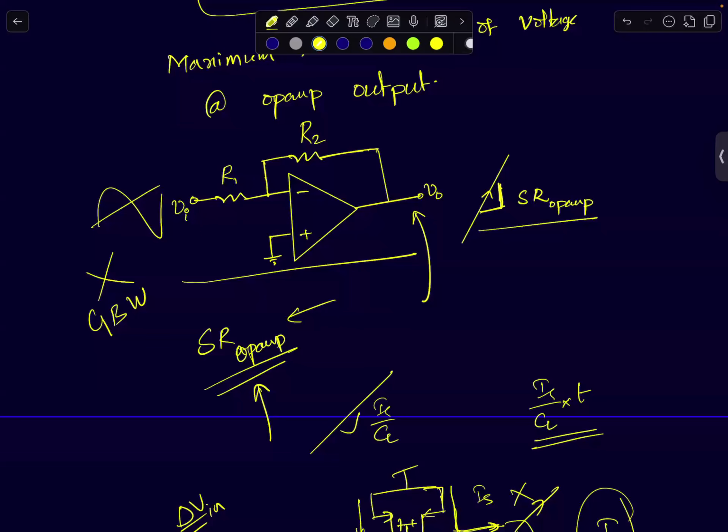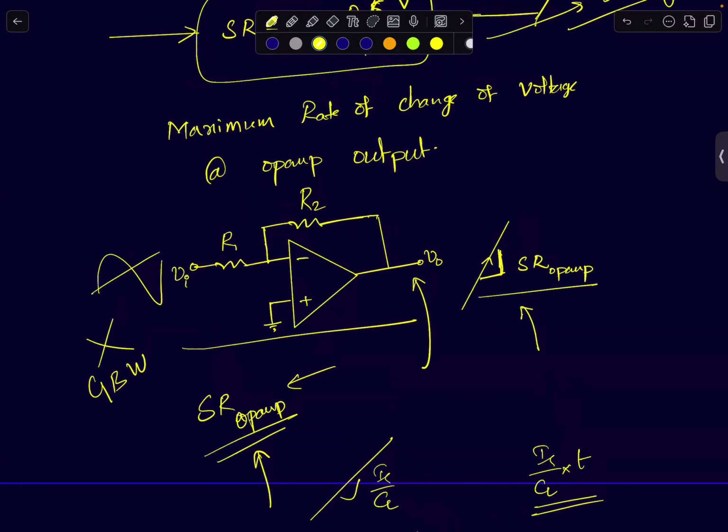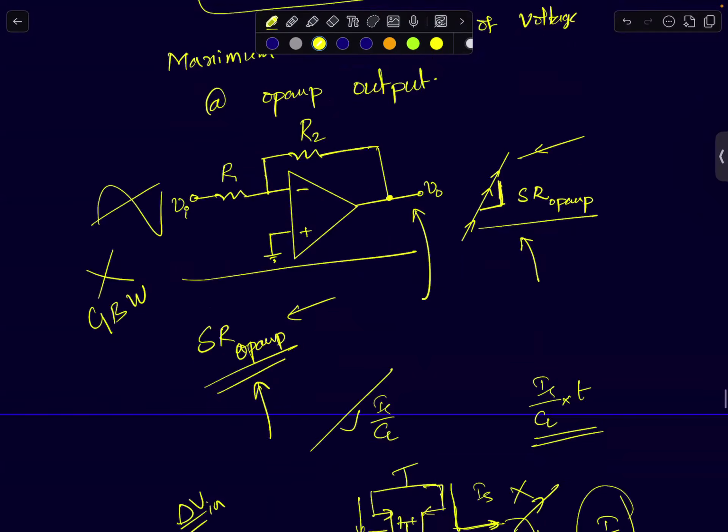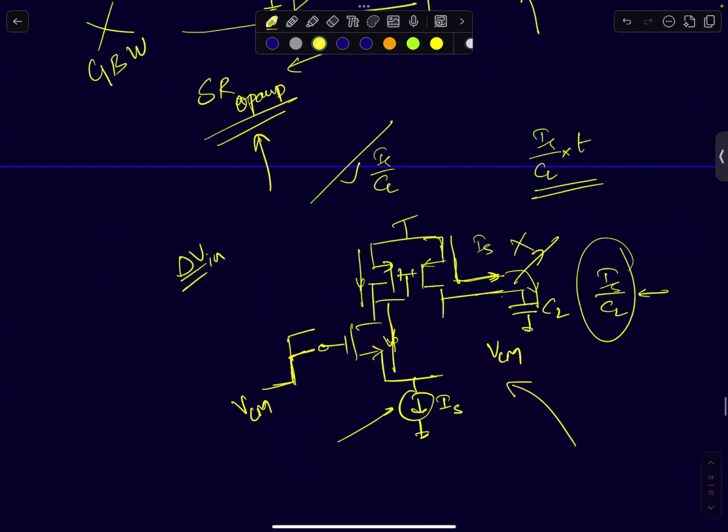It captures the maximum rate at which your output can change, and from that you can back calculate the maximum peak voltage you can apply to this circuit. And if your op-amp's output is constantly ramping like this, then we say that the op-amp's output is slewing. It means that it cannot increase at a rate any faster than this. So that's slew rate, a very useful parameter.